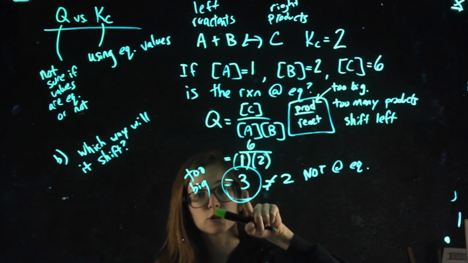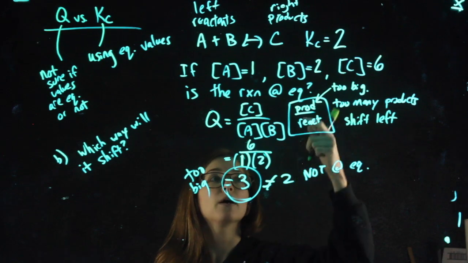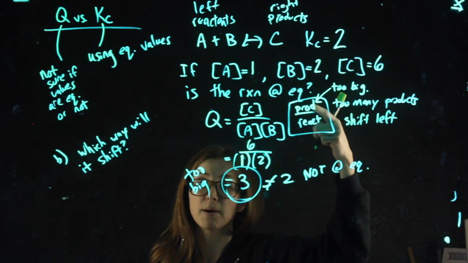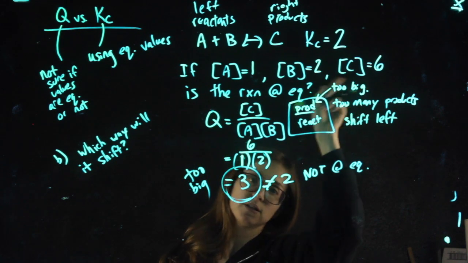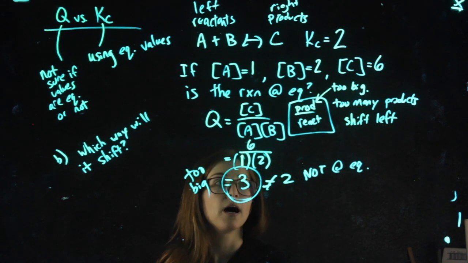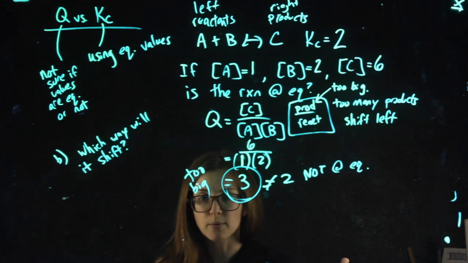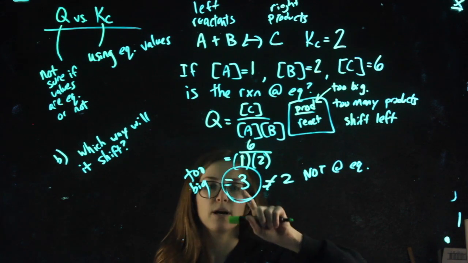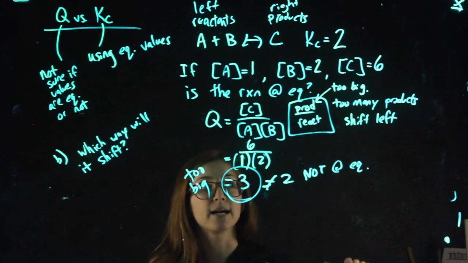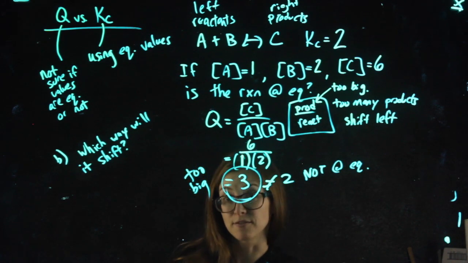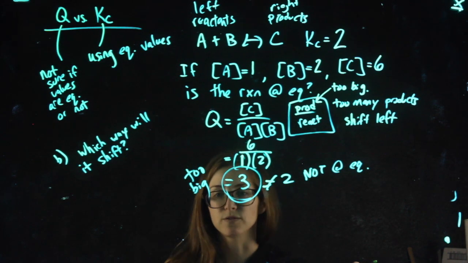If this number were too small, that would tell me, oh, I don't have enough products. My products are too small. I would want to make more of them. I would shift towards the products. Yes, for sure, you could just memorize that if it's too big, we shift left. And we know it's too big because it's bigger than Kc. But you need to be able to explain, too many products or not enough reactants, shifting towards that side.